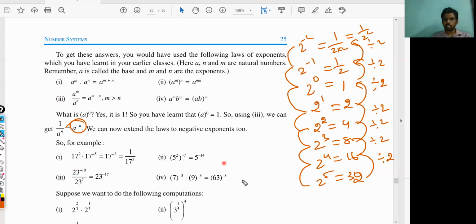Right? I'll go something even more beyond. So 2 power minus 3. So this is 1 by 2 into 2 into 2. I have to divide one more time by 2. So this is nothing but 1 by 2 power 3. So what happens to 2 power minus n? This will be 1 by 2 power n, whatever the value of n may be. For that matter, a power minus n can be written as 1 by a power n.